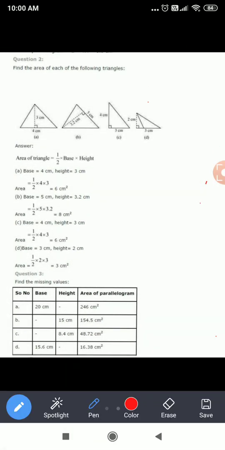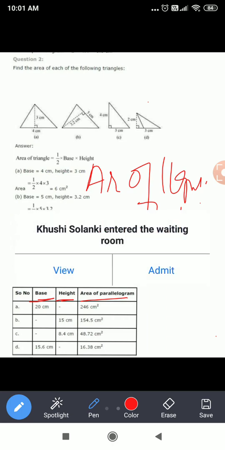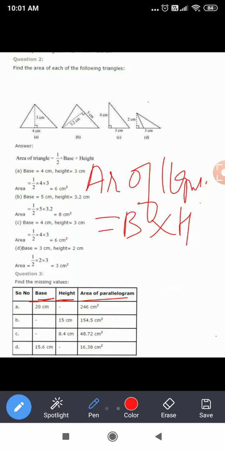Proceeding towards question number 3. In question number 3, there is a table given. We have to find the missing values. Here, base is given, height is given, and area of the parallelogram. So, area of parallelogram, we know, is equal to base into height. Clear? So, we will keep the values in the formula.